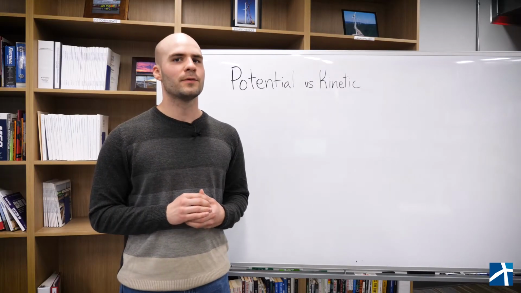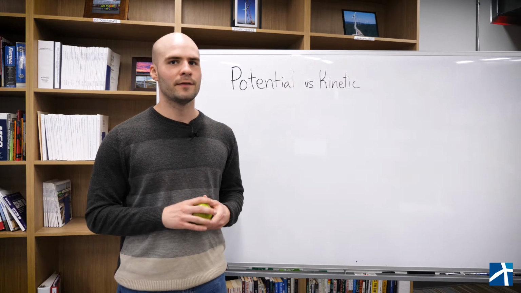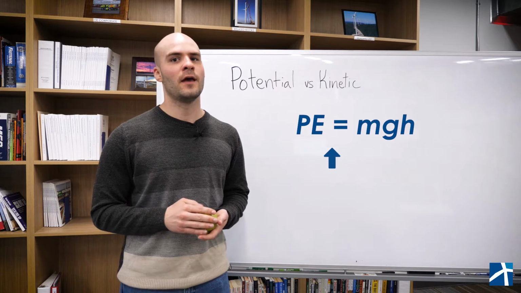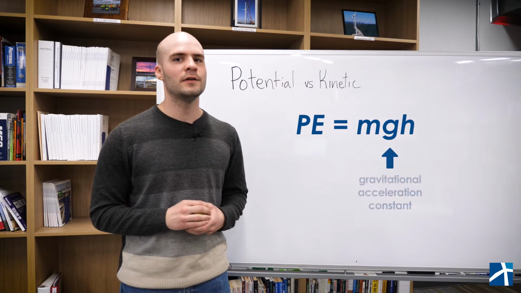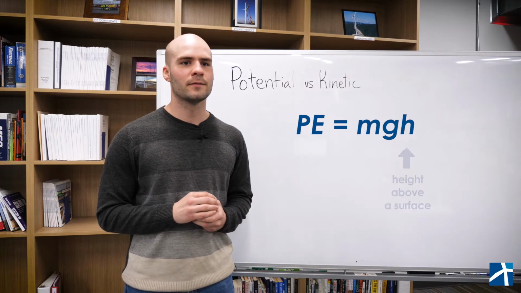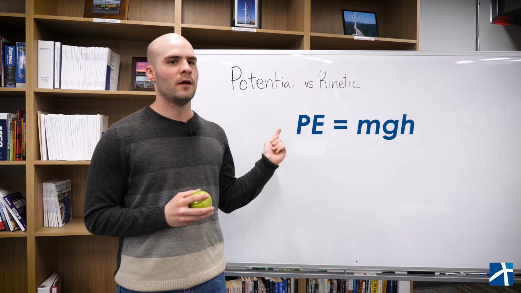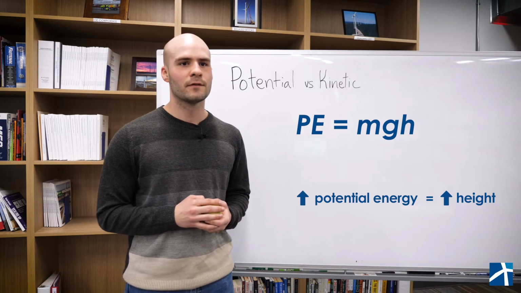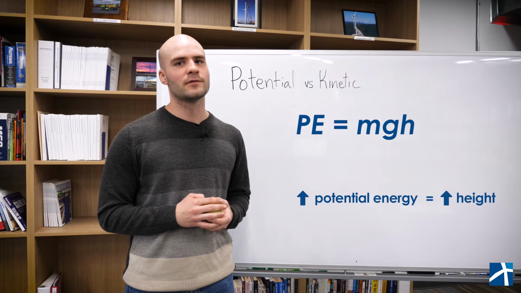The gravitational potential energy of an object can be shown by this equation here, where Pe is the potential energy, m is the mass of the object, g is the gravitational acceleration constant, and h is the height above a surface. So from this equation, we can see that the potential energy is directly related to the height above a surface. The higher the height, the bigger the potential energy.